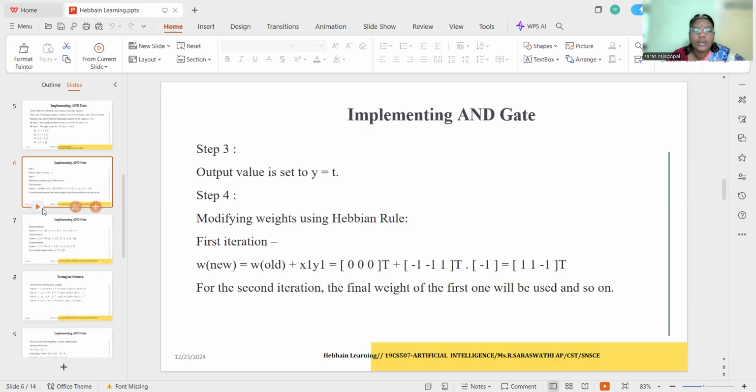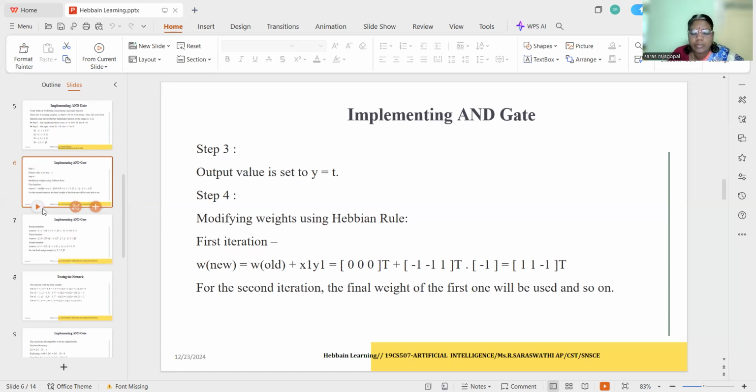Step 3: the output value is set to y equals t. The fourth step is modifying the weight by using the Hebbian rule. There are 4 iterations for the input value 4. First iteration, calculate the weight value: W new equals W old plus x times y.